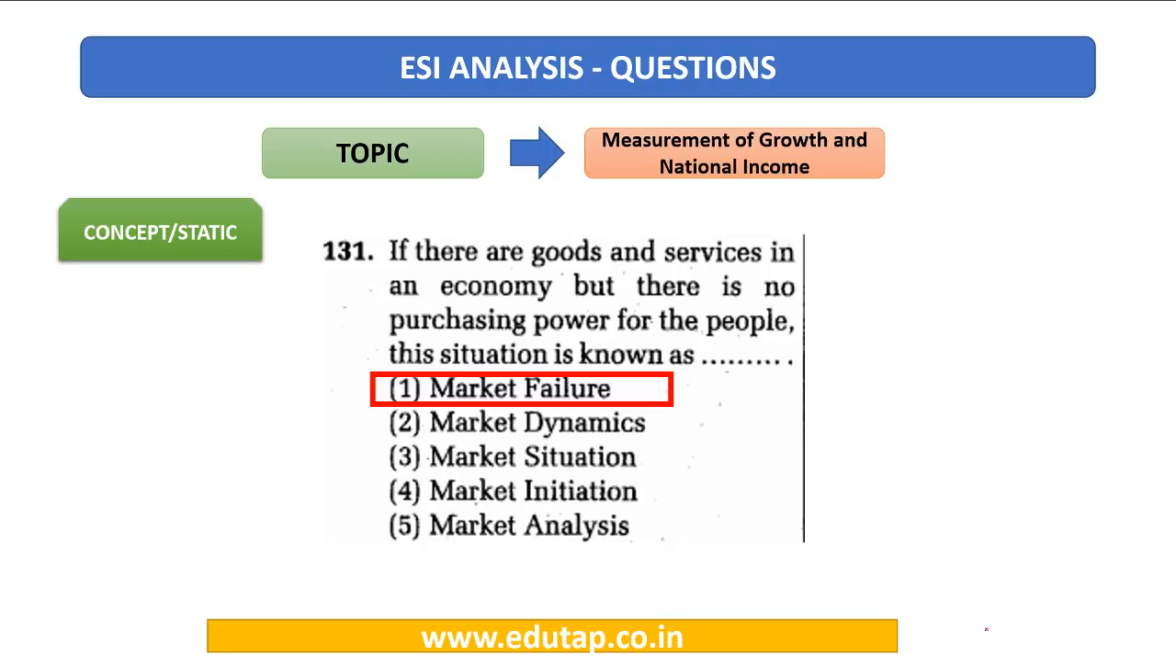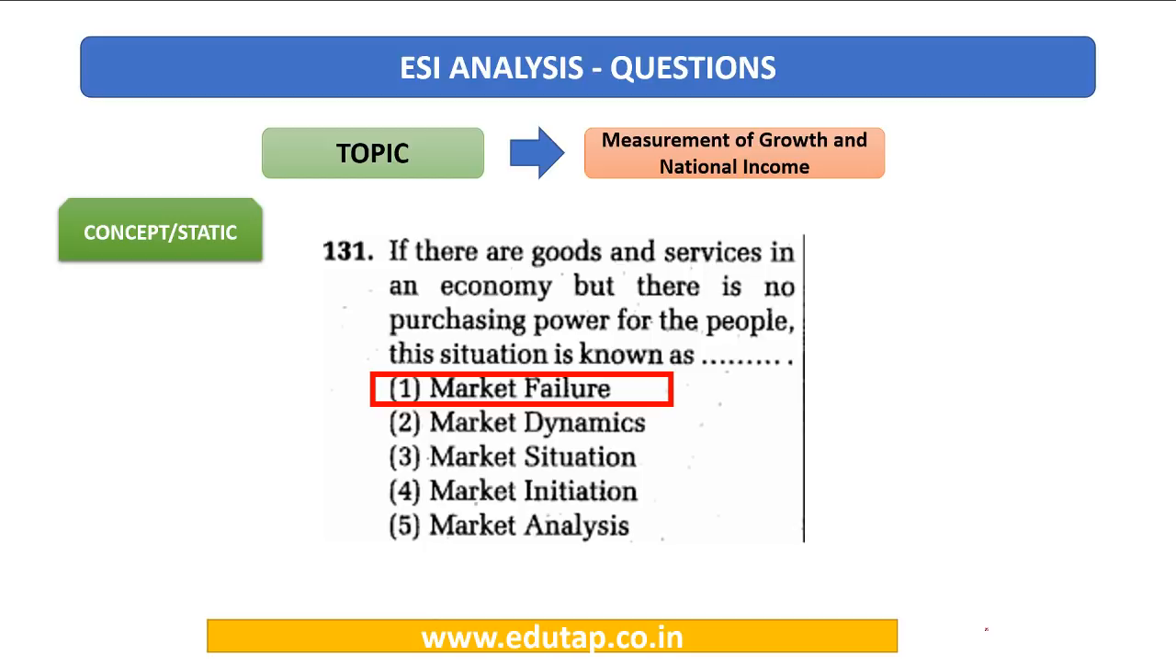Next question says, if there are goods and services in an economy but there is no purchasing power for the people, this situation is known as what? Now the answer to this question is market failure. This is a straight concept oriented question. It is a very simple basic question. You can just use your logic. You can just eliminate answers out here, right?